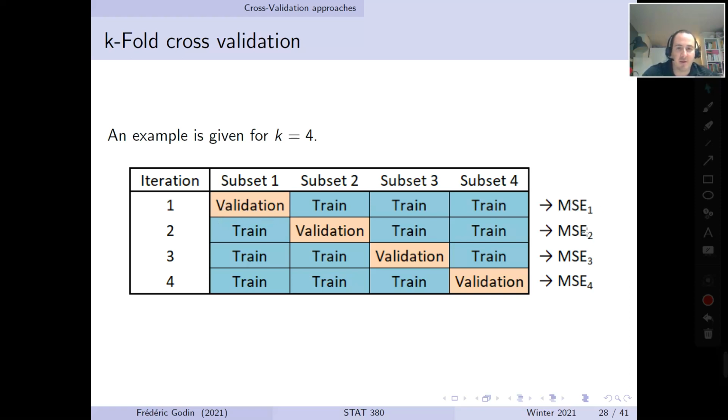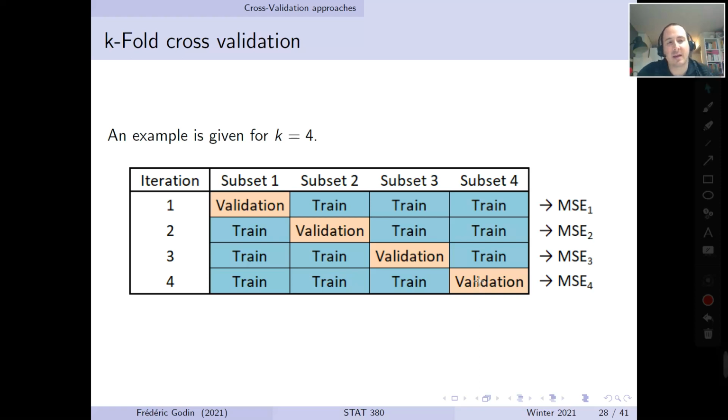Same thing for iteration 2: we pool data from all subsets except the second one. We train the model on all these other subsets pooled together, and finally we make predictions based on the trained model for subset 2 and calculate the MSE for subset 2, and so on. You do it for subset 3 and subset 4.